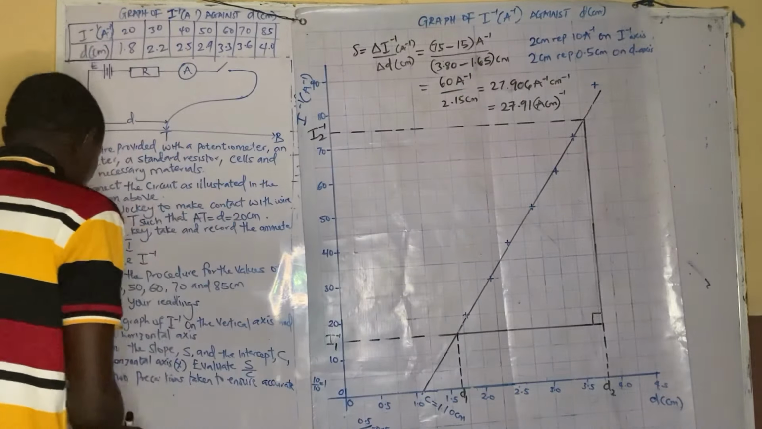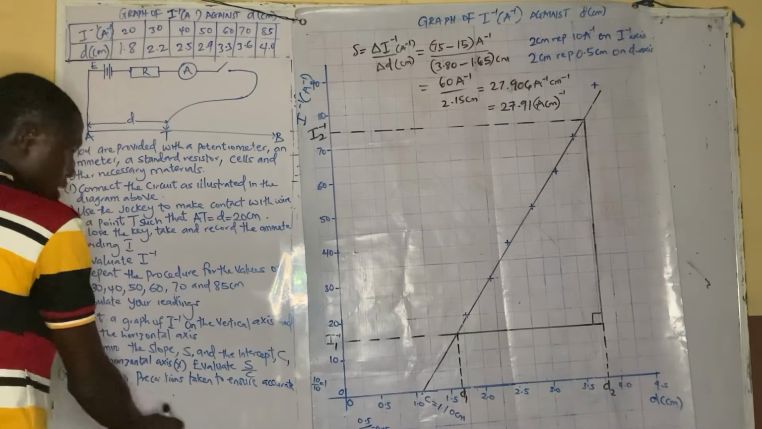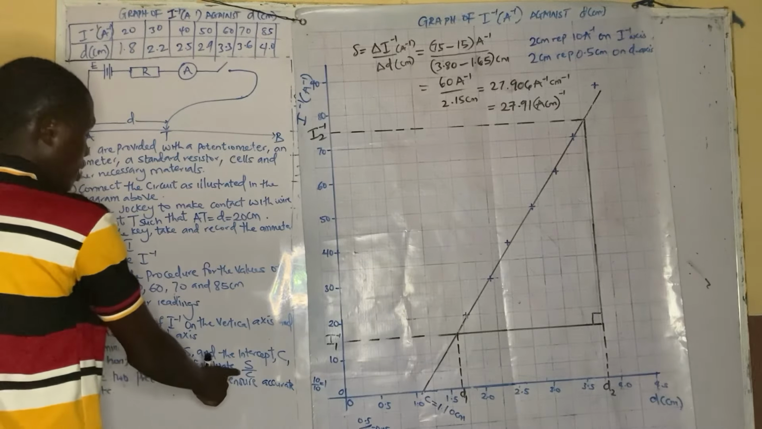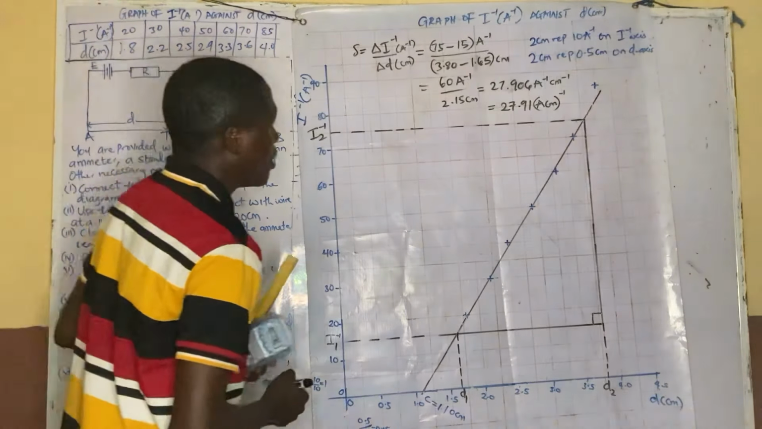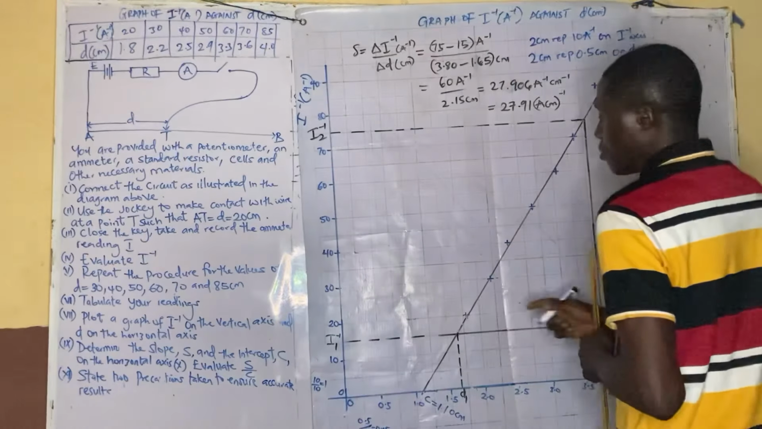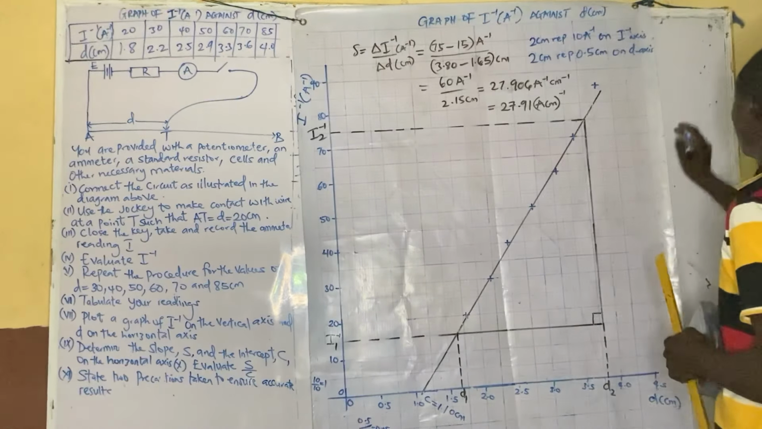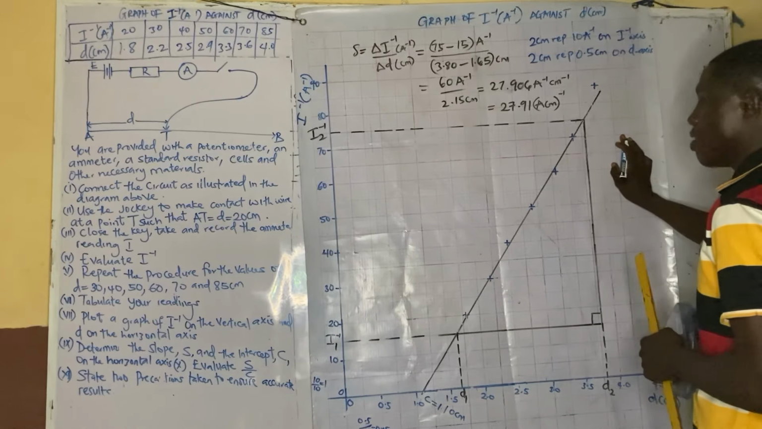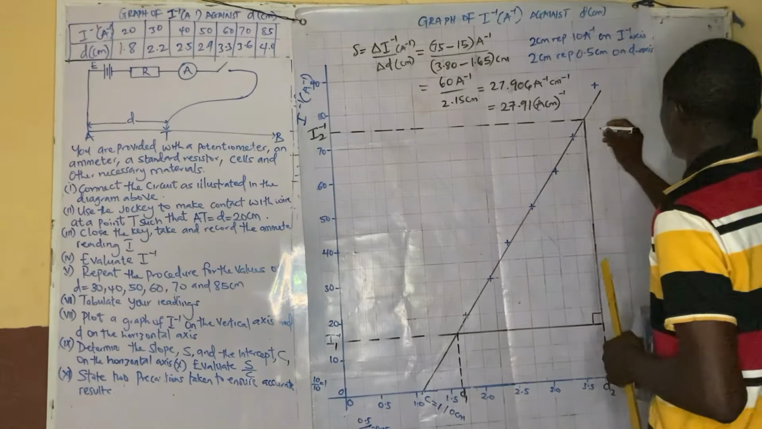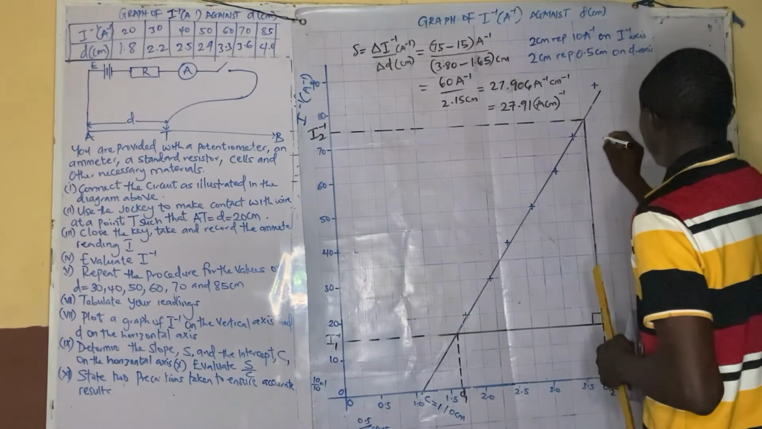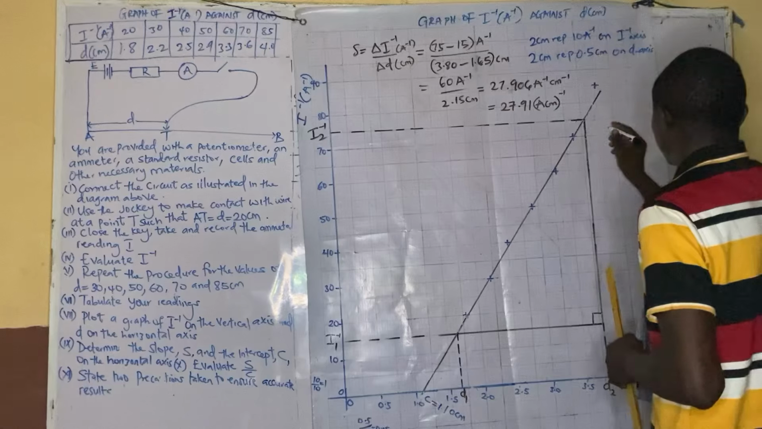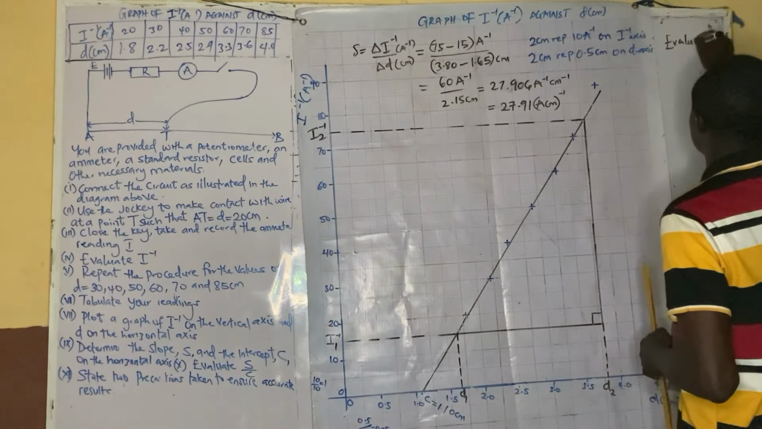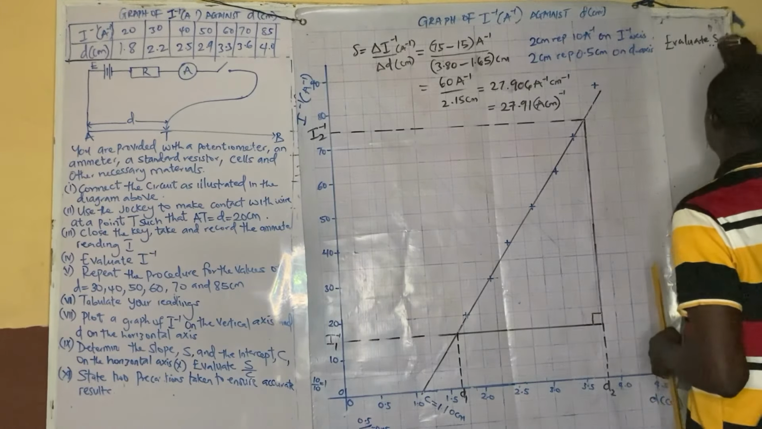Now, determine the slope and the intercept. The intercept is 1.1 cm. We have to evaluate S over C. Let me solve it here. Evaluate S over C.